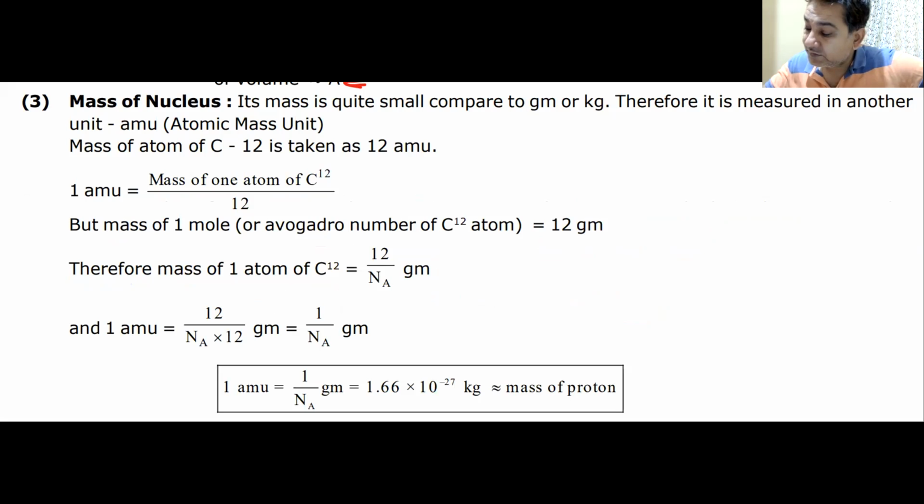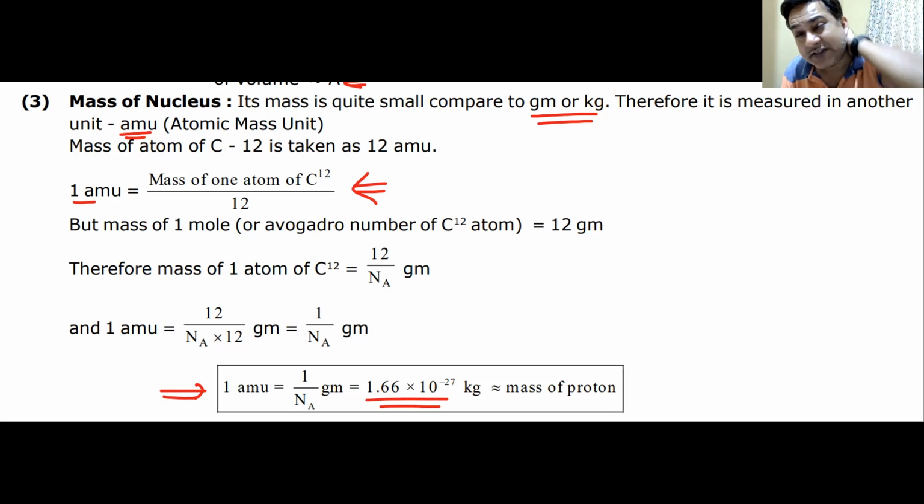Mass of the nucleus. This mass is very small compared to gram or kg. Therefore, it is measured in AMU. Do we understand this? Yes, sir. 1 AMU is the mass of one atom of carbon-12 divided by 12. Do we know this? Yes, sir. If I just do the calculation, 1 AMU will come as 1.66 into 10 raised to the power minus 27 kg. Do we understand this?